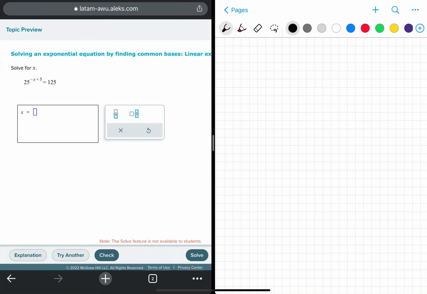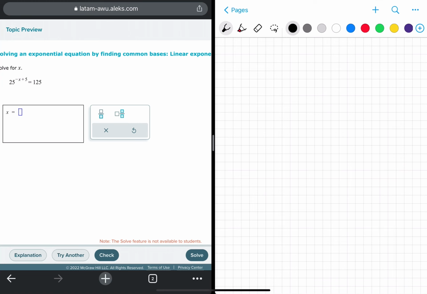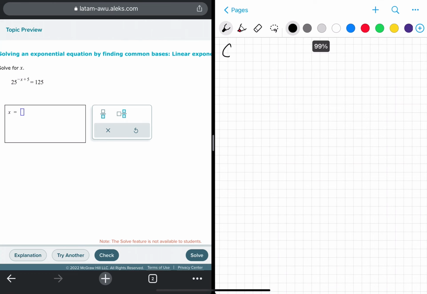All right, solving an exponential equation by finding common bases, linear exponents. This exercise is an easy exercise, but it's a little bit tricky. The key point to solving this exercise is in the title, common bases. Common bases is what we want to accomplish.